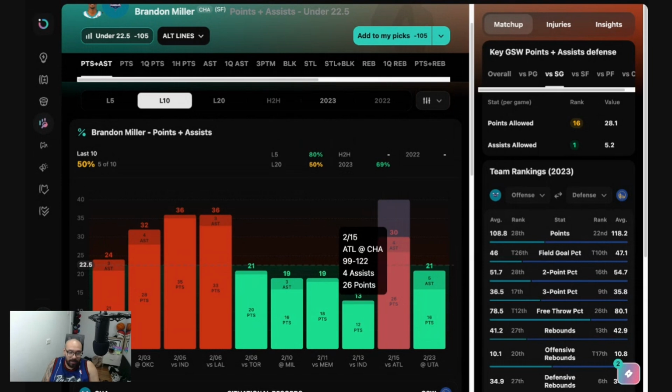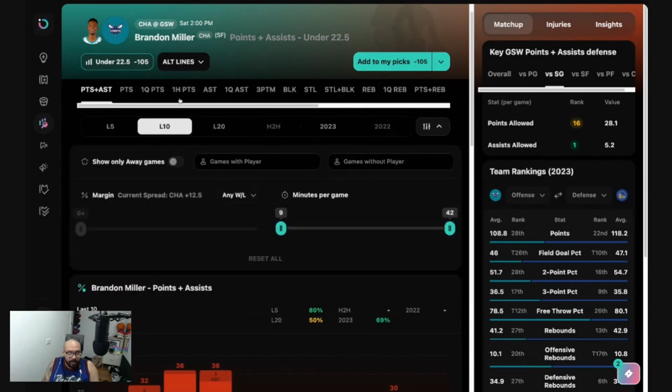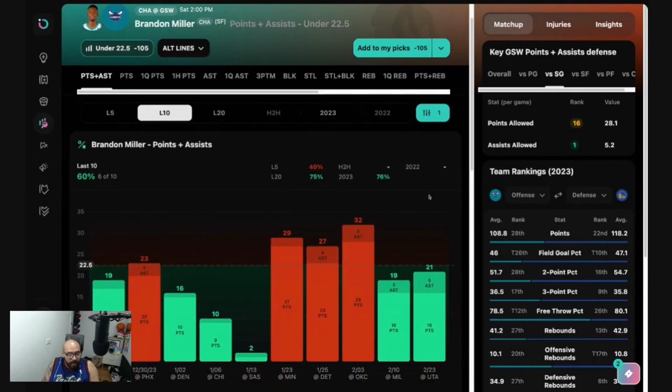Plus, the Hornets beat them by 30. So the whole team must have been on song. So I don't mind this. I don't mind what I'm finding out right here. Now let's take a look at Brandon Miller's last 10 games on the road. He's gone over in 4 of his last 10. He's gone under in 6.